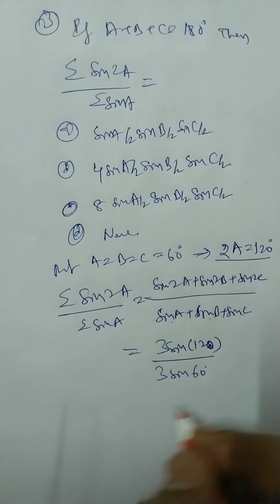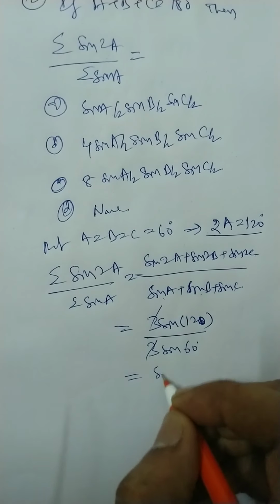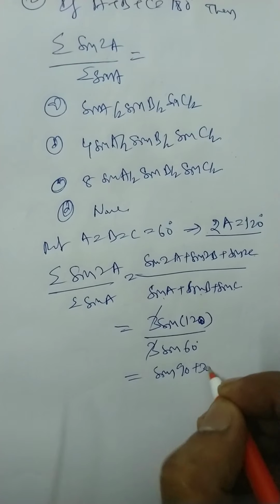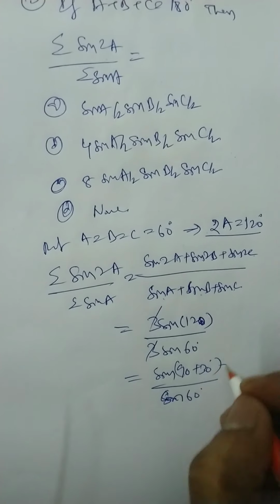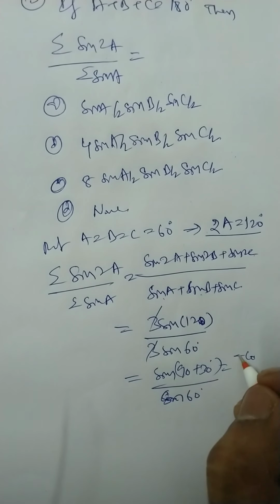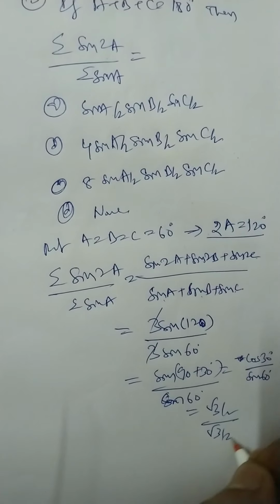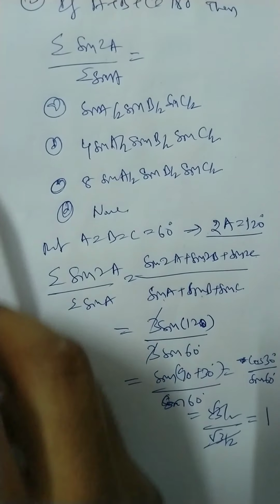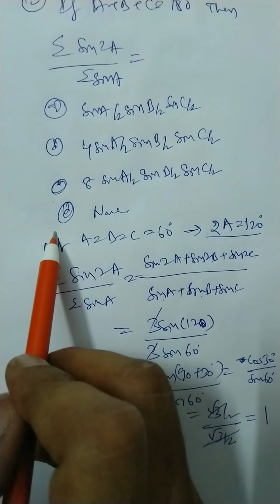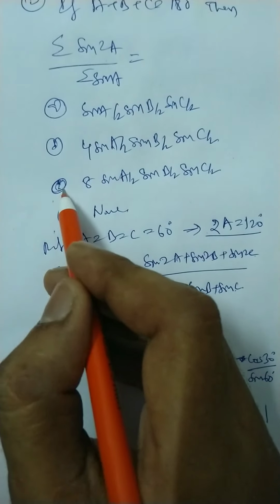3 times sine 60. So you can cancel the 3. So sine 120, that is sine of 90 plus 30, by sine 60. This is cos 30 degrees by sine 60. You know the cos 30 value is root 3 by 2, and the sine 60 value is also root 3 by 2. These two cancel, and the answer is 1. Now you check the same for options A, B, C, D. If you do that, you can observe that option C will work out the solution.